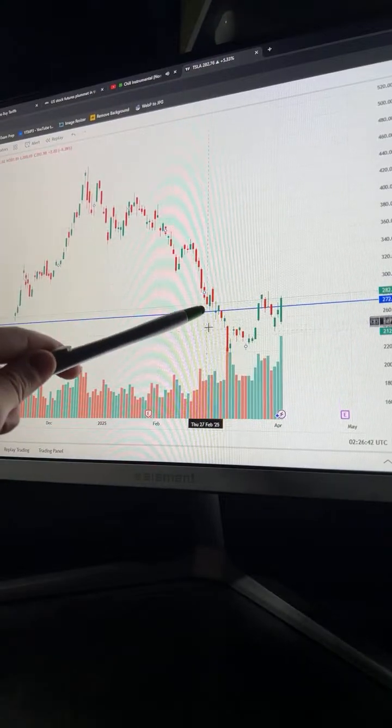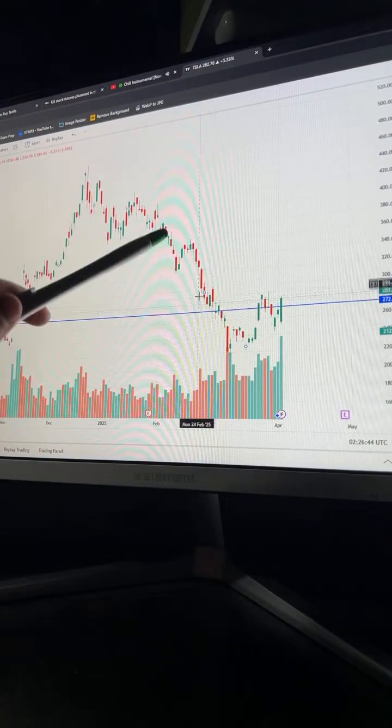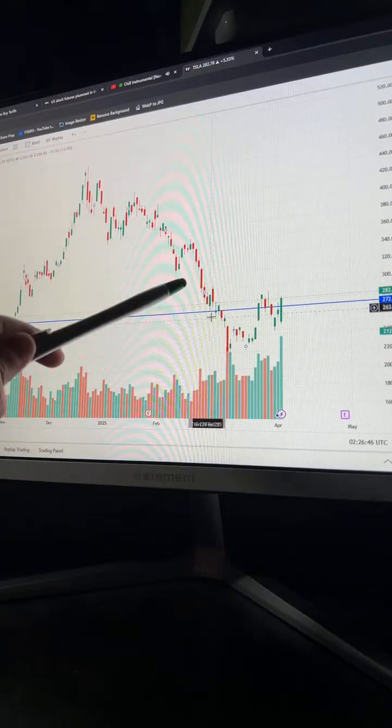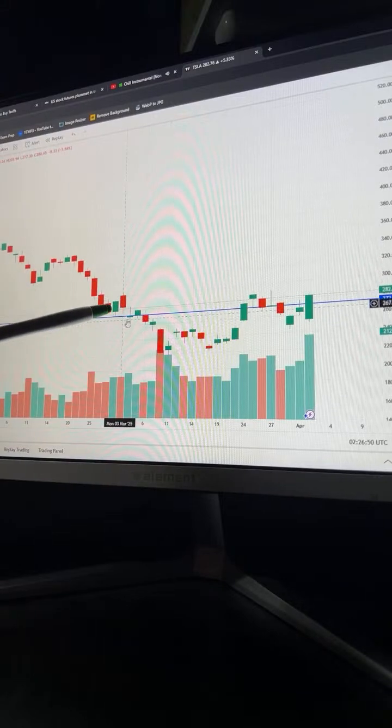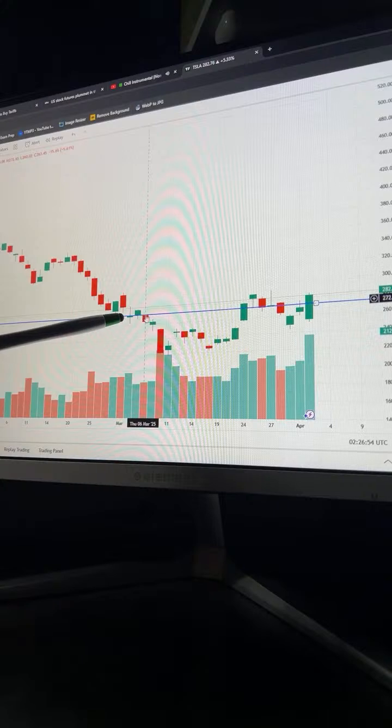Now, we tested 270 back here when we had this massive pullback. 270 was not able to hold. We tried to hold here on the 1 day. Look at it, made a little bounce at 270 to 268. It bounced here on the next candlestick where this green one is, but then look, it didn't hold.